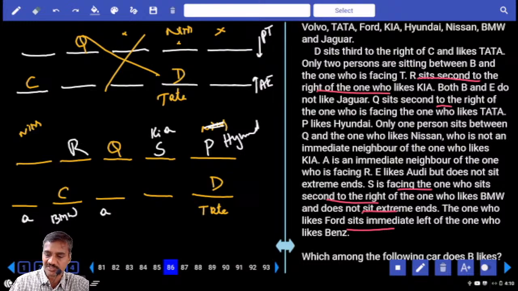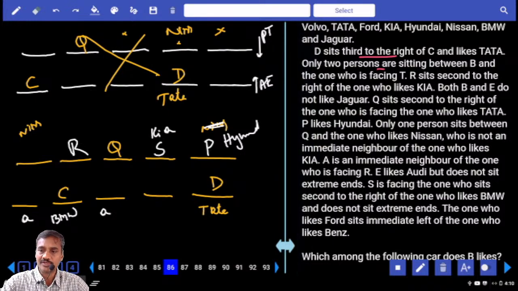As E cannot be at the extreme end, now we have one more piece of information regarding B. D sits third to the right, and only two persons sit between B and the one who is facing T.